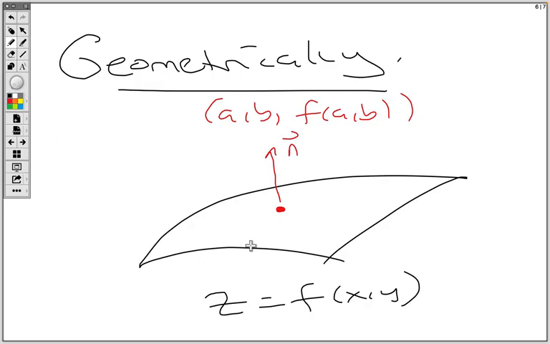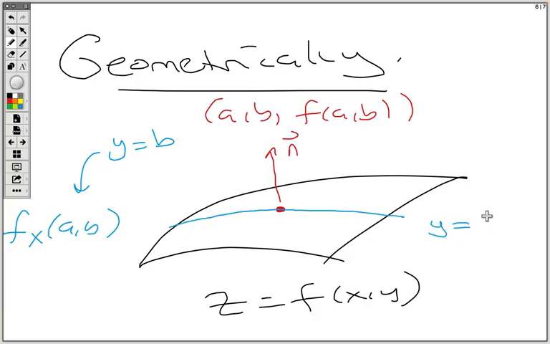So let's take a look at what we talked about last week when it comes to partial derivatives. If we looked at fx at a, b, remember that's the derivative with respect to x treating y as a constant. So we could think of fixing y as b and slicing the surface. So this would be the line where y equals b. And then fx at a, b would be this slope.